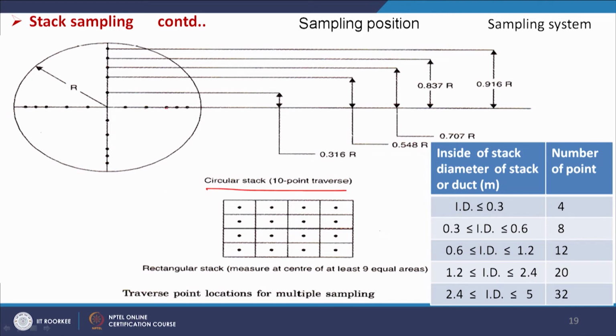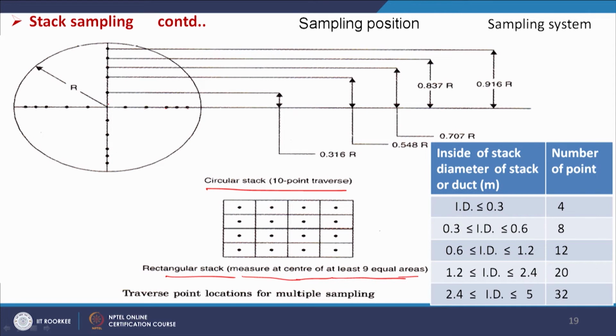So, 1, 2, 3, 4, 5 and 5, a 10 point traverse. And here it is a rectangular stack: measure at the center of at least 9 equal areas. So, 9 equal areas we can get anyway. If we have a cross sectional area, we will know the dimensions of it, make a diagram, and then we will identify what the positions for the sampling will be.